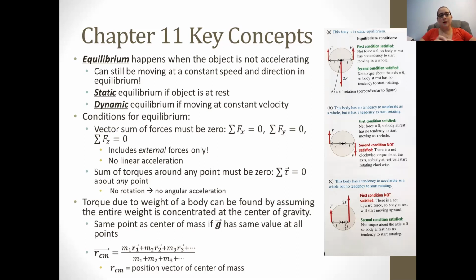Now there are two conditions that must be met to have an object be in equilibrium. First of all, the sum of the forces must be zero. Right? No net force, no acceleration. That's Newton's second law. But now we have to consider the rotation of an object too. If we don't want the object to be accelerating rotationally either, that means the sum of the torques around any point on that object must be zero as well. So there can't be any rotation either. Net force is zero and net torque is zero to have equilibrium.